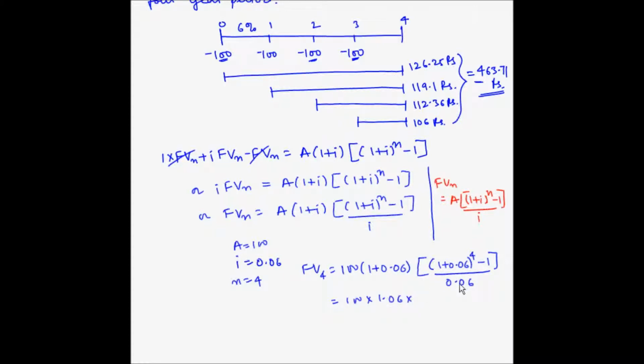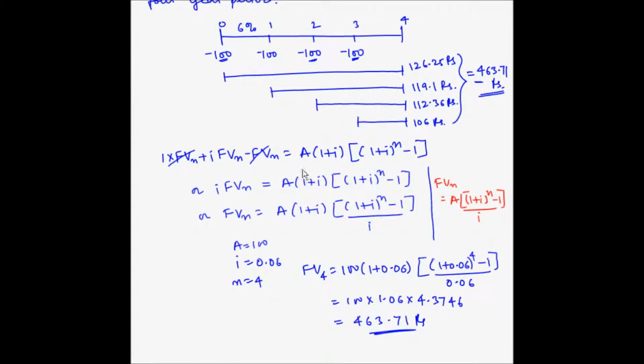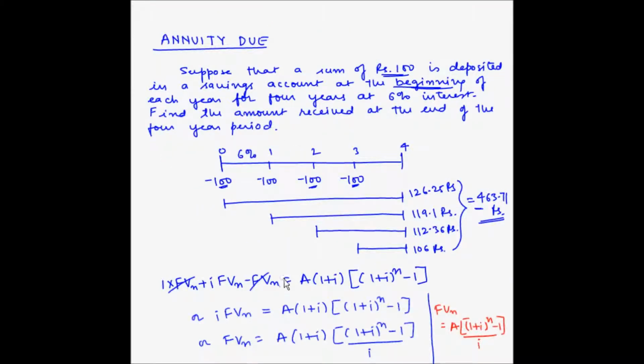into, now let's calculate this bracket. So this is equal to 4.3746. So this comes out to be 463.709, which can be rounded out to 464 rupees. So this is the same answer as we got here using the elaborate calculation method. So this is how you can calculate the future value of an annuity due.